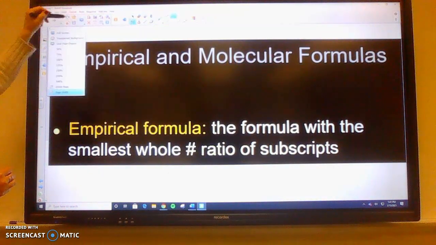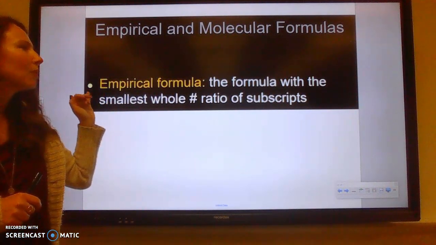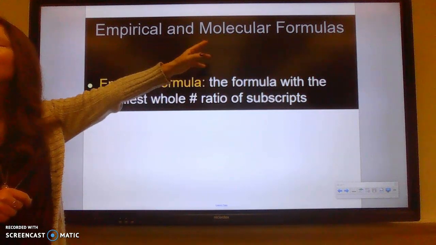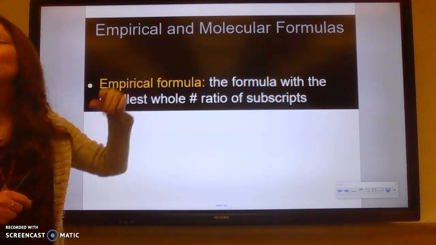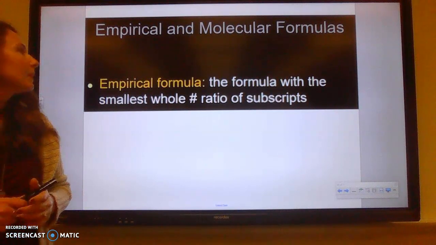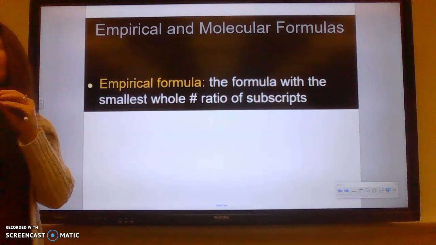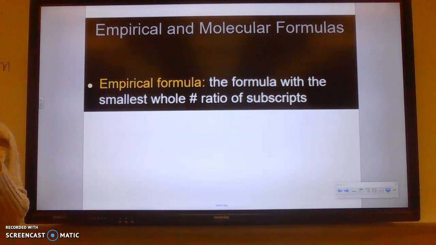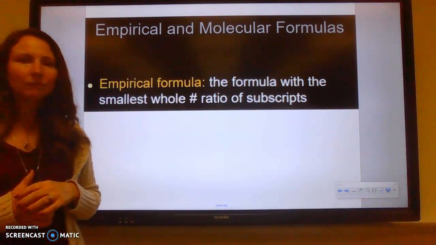So copy this down. I am not going to test y'all on definitions, but I want y'all to understand what the empirical formula is. Probably Thursday. That's tomorrow, right? So probably Monday we'll go over molecular formulas, and we'll be done with the unit. So empirical formula, that's going to be the formula with the simplest whole number ratio of subscripts. Okay? So it's the smallest number that the subscripts can be.